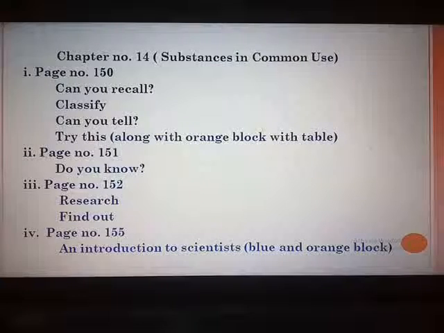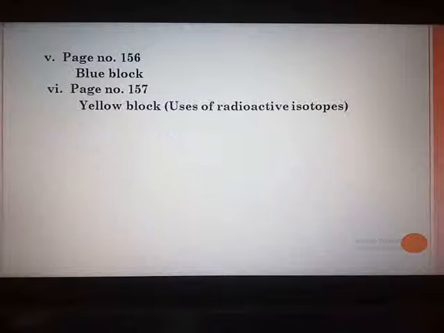Turn your page, page number 156. Towards the end of the page, you have a blue colored block about the natural radioactivity and artificial radioactive elements. That block should be removed. 157 page, there is a big bonus for you. That entire big yellow colored block, the radioactive isotopes, their uses in industrial field of agriculture, medical science, that is a very big block. That entire block you put a big cross. So no uses about radioactive isotopes we are going to study. The orange block on that page you have to study it.